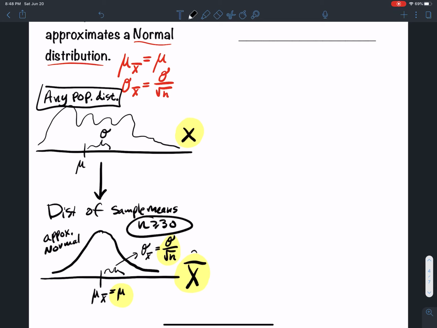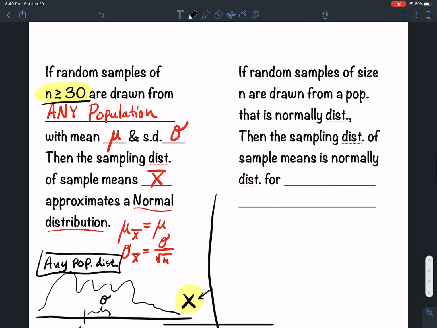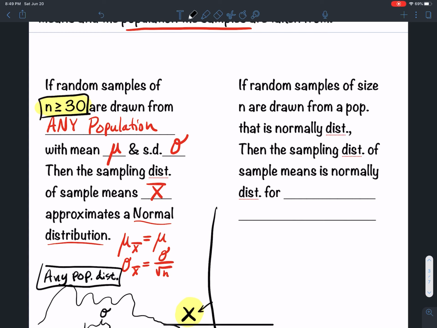It tells us about the averages. It doesn't tell us anything about the original data, but it says that if I take the averages, then the distribution of the sample means, the averages, are normally distributed. Okay? Very powerful. All right? That's option one. So option one, n is greater than or equal to 30.